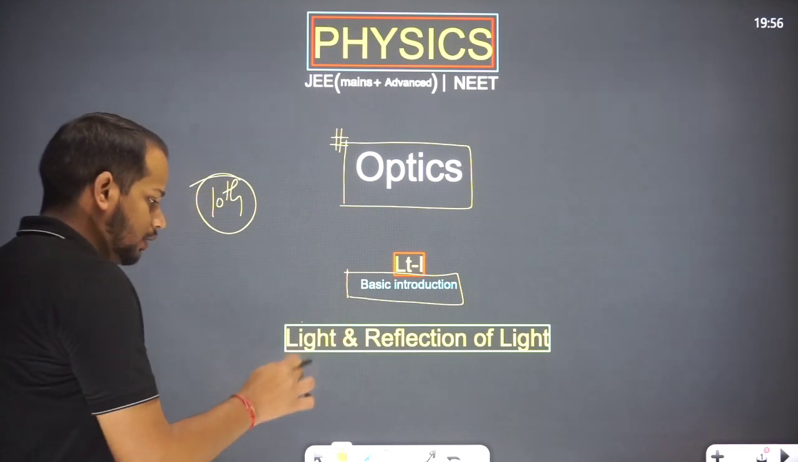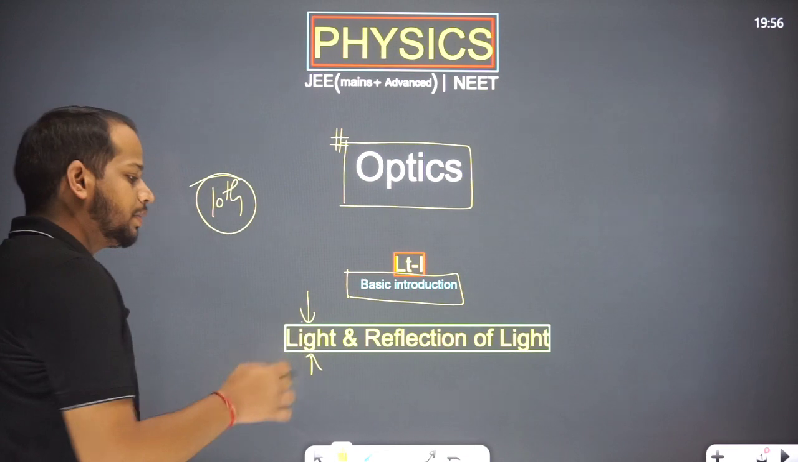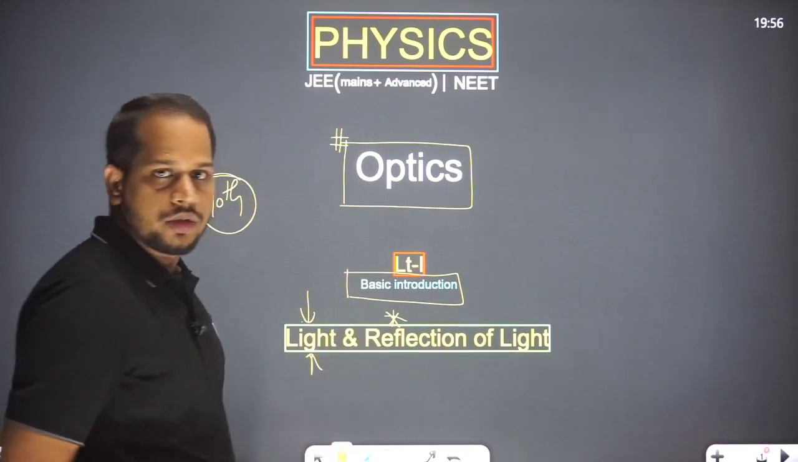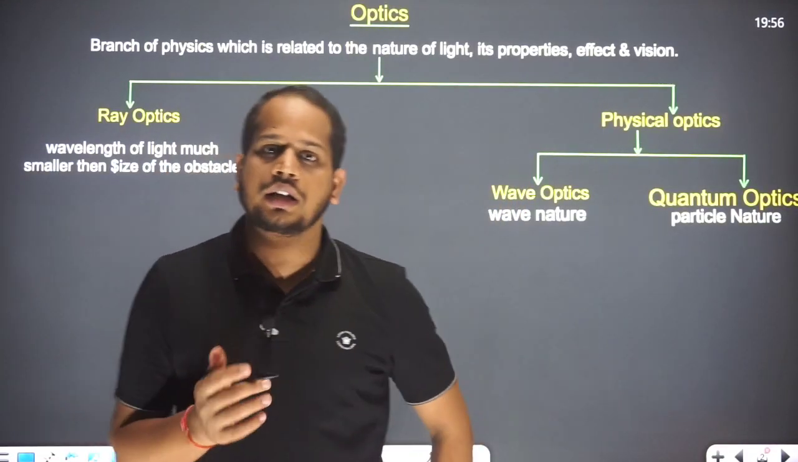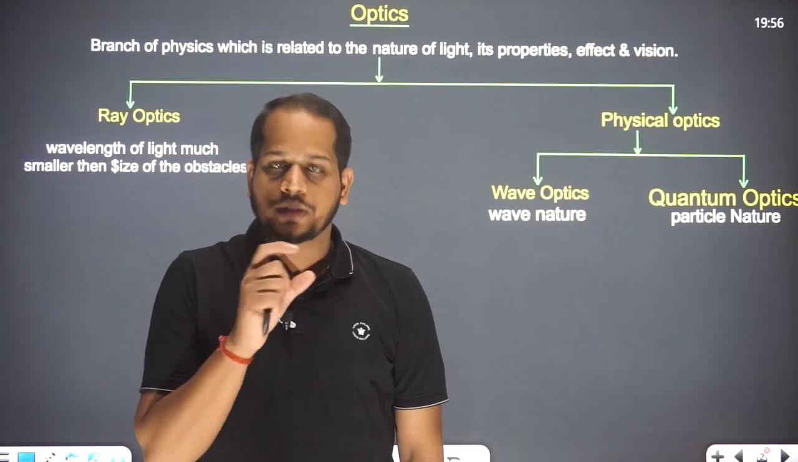So we will cover the light and reflection of light. We will cover the light, which means basically we will cover the reflection of light. It's all about the properties of light in this chapter, right? So first we need to understand what optics is and why we are studying this segment, right?